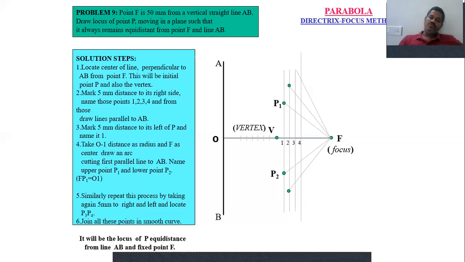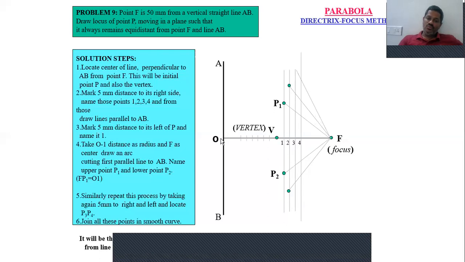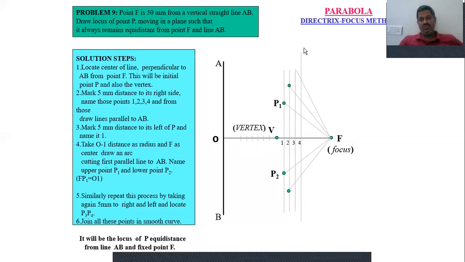So now O4 as radius with F as center intersects this fourth line at two locations like this. Now after getting these points, join all these points to get a smooth curve like this.